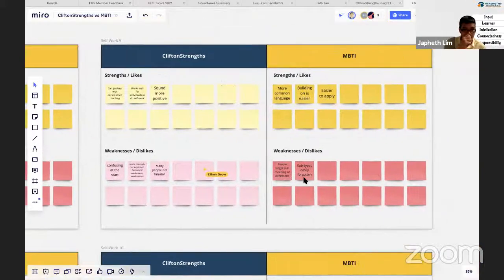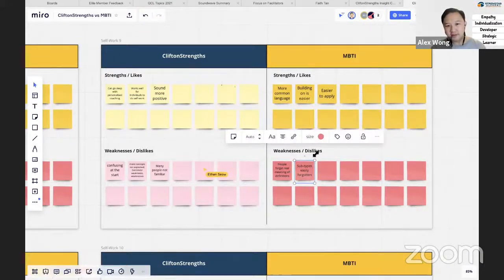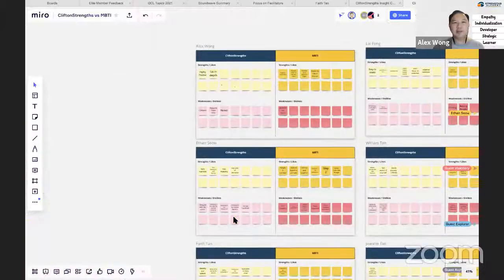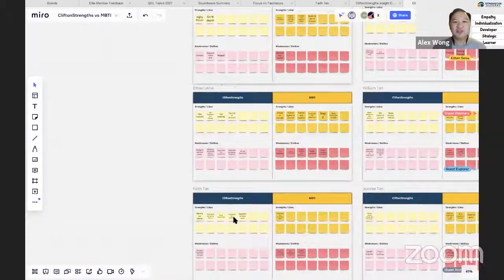Okay, cool. So subtypes are the combinations, right? Yep, the 16 subtypes, the combinations. Okay, cool. And I will finally bring the time over to Ethan, who will definitely have a lot more to say.